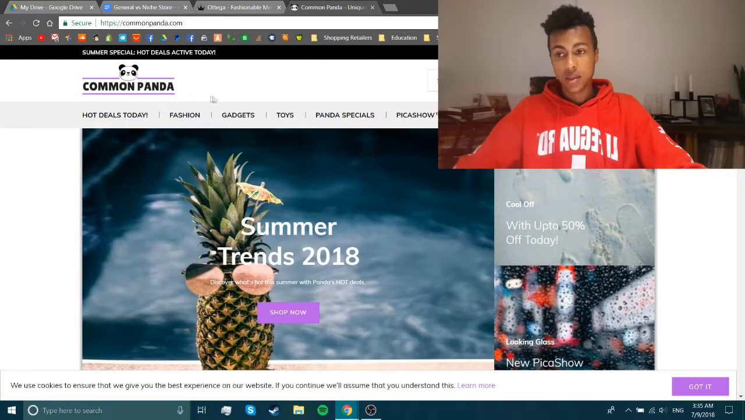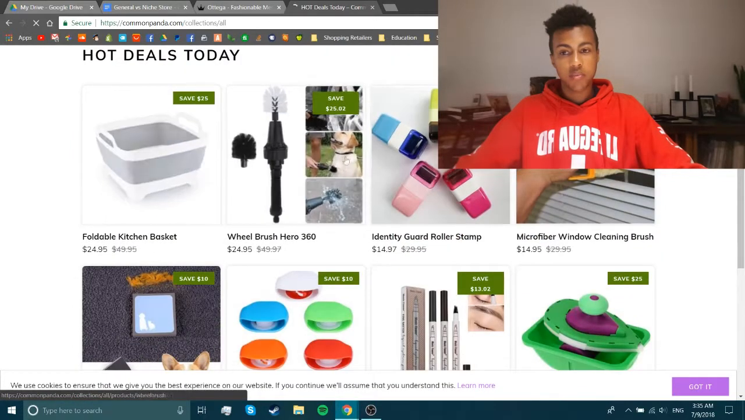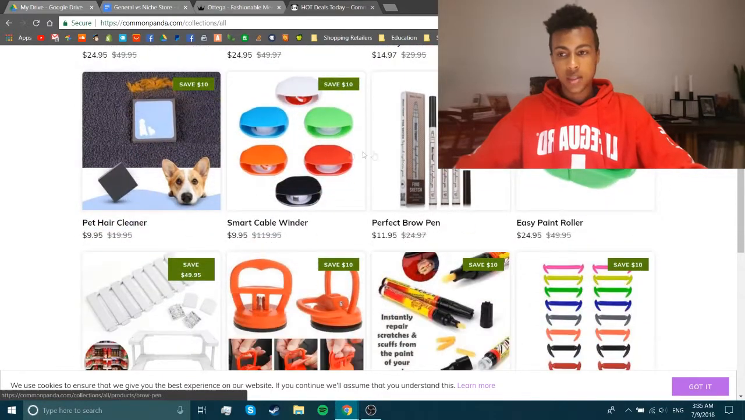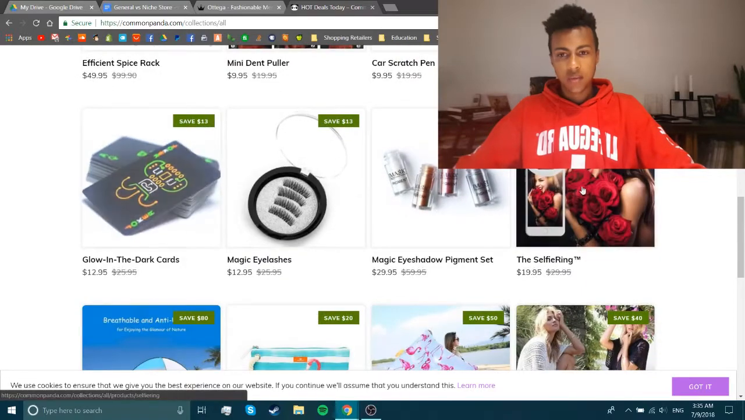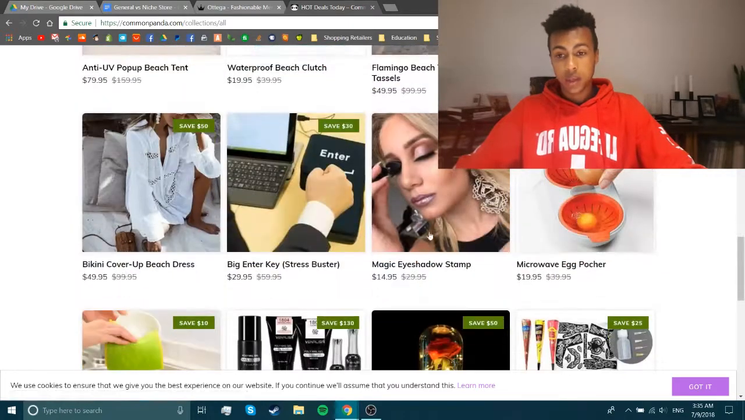But with this store, let me just go to How To Deal. You see, it has all the different kinds of products, right? It kind of looks like Pexda or Thief.co, because it has all these random products. They have the selfie ring, glow in the dark cards. It makes no sense, right? But it's selling.